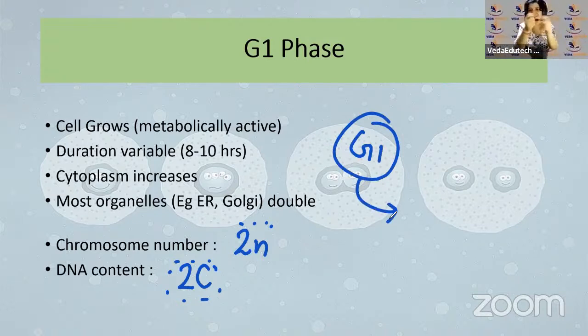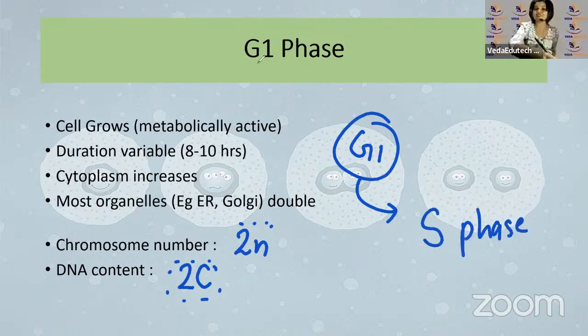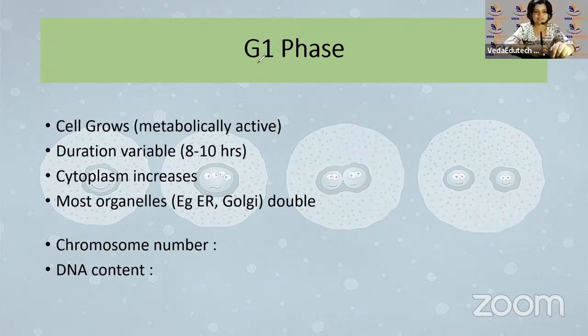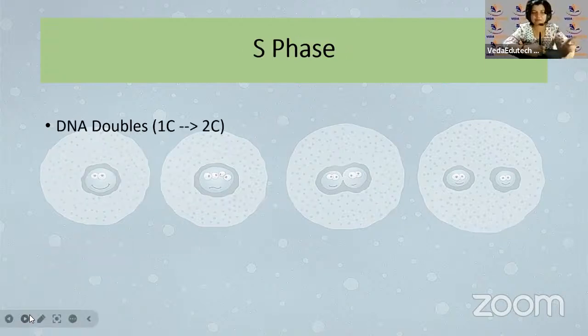Synthesizing what? Synthesizing DNA. S phase. Synthesis phase. Synthesis of DNA. Right. Cool. Then let's go to the next phase. S phase. In S phase, what happens? DNA doubles. DNA content doubles.